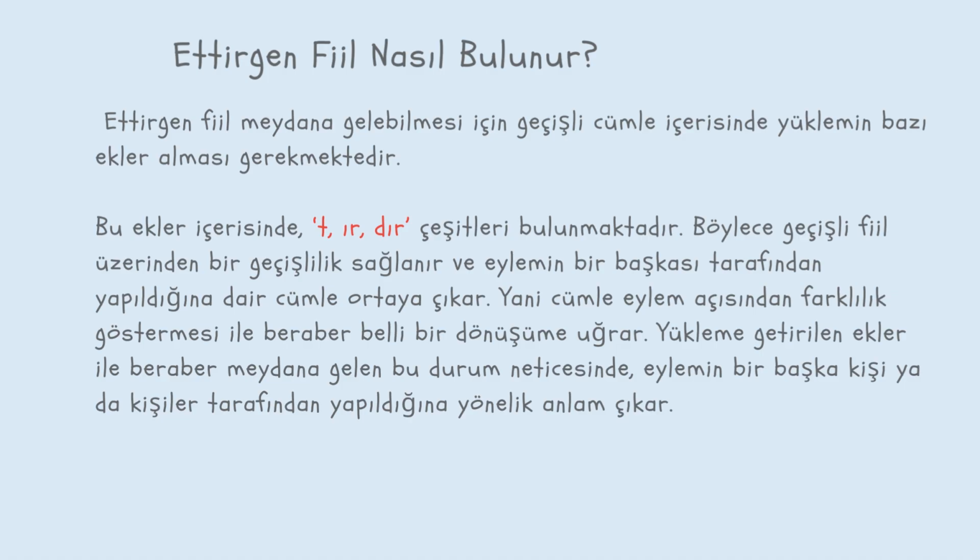Now, in order for an Ettirgen verb to occur in the sentence, the predicate must take some suffixes in the transitive sentence. Among these suffixes, we have T harfi, dır types. Now, this transitivity is achieved through the transitive verb and a sentence stating that the action was done by someone else, not yourself. In other words, the sentence undergoes a certain transformation as it differs in terms of the action.